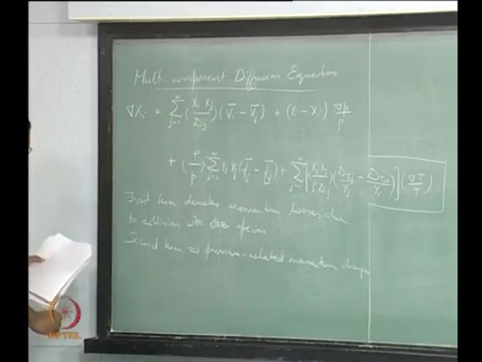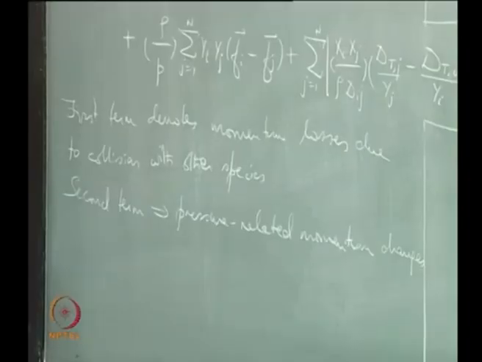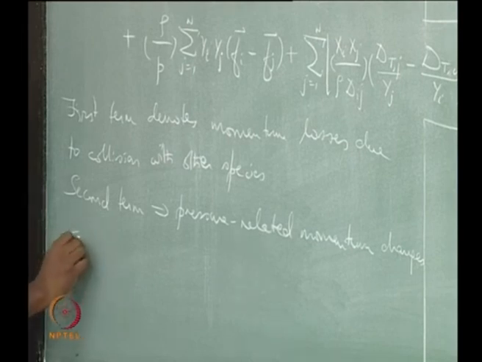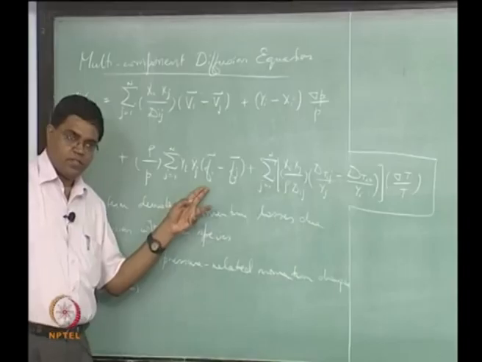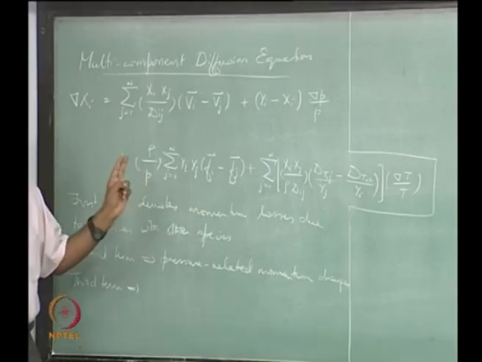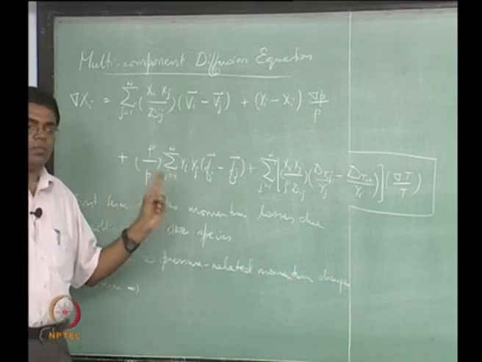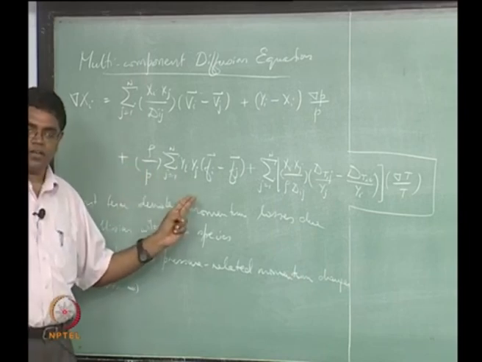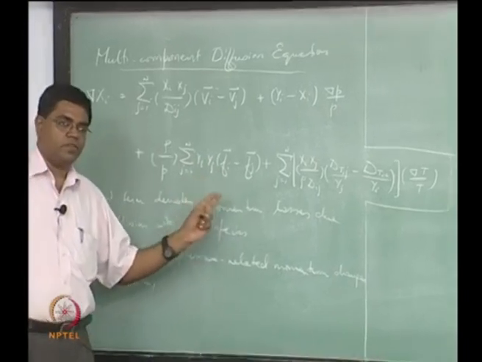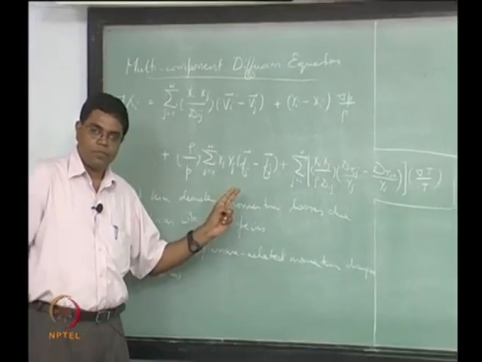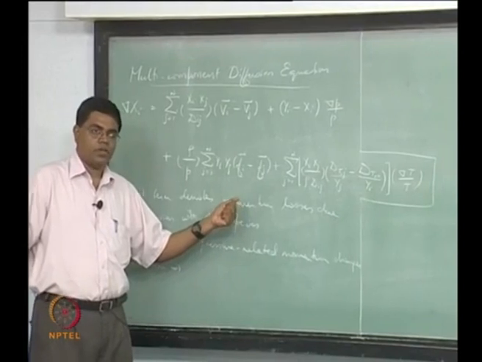Pressure related momentum changes. The third term, we now have to explain what is small f. Small f is body force per unit mass of species i, is F_i vector. F_j vector is body force per unit mass of species j, right.